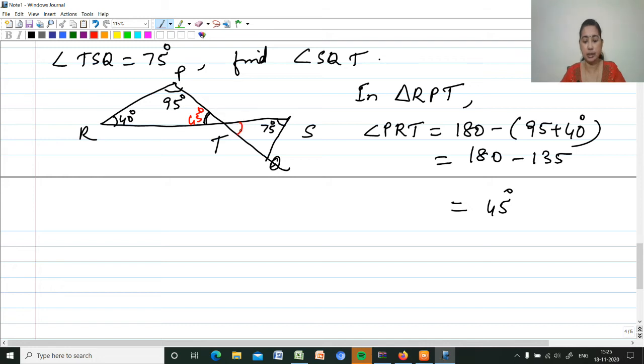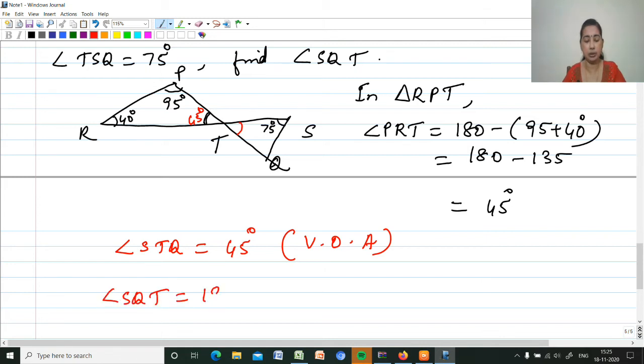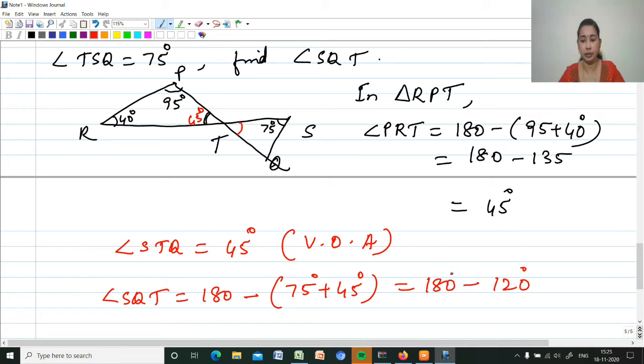So what about this angle? Vertically opposite angle. So angle STQ also is equal to 45 degrees, vertically opposite angles. So this is also 45. Now we have to find how much is angle SQT. SQT is equal to 180 minus (75 plus 45). That is equal to 180 minus 120, that's equal to 60 degrees. So we can conclude that angle SQT is equal to 60 degrees.